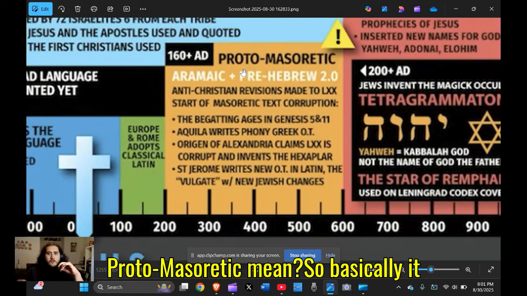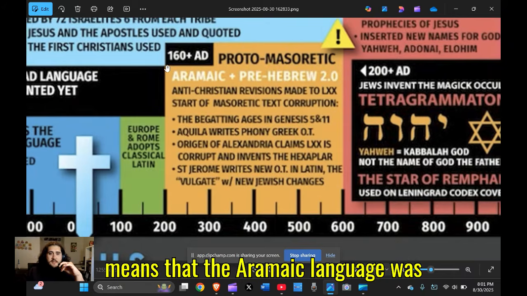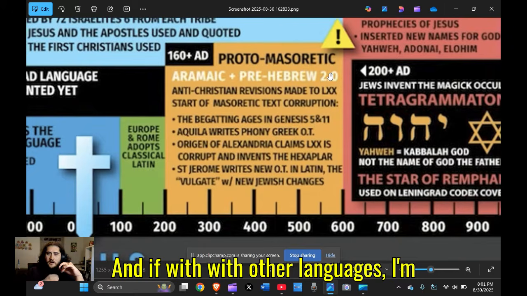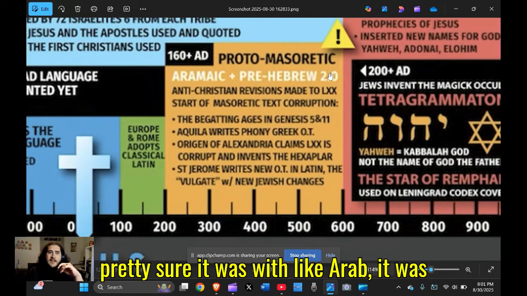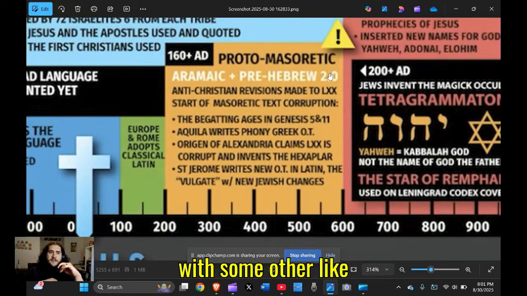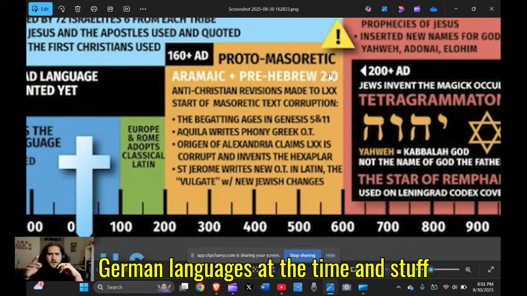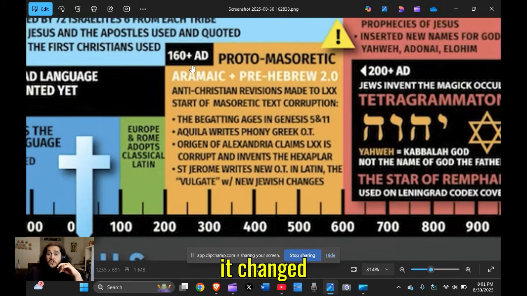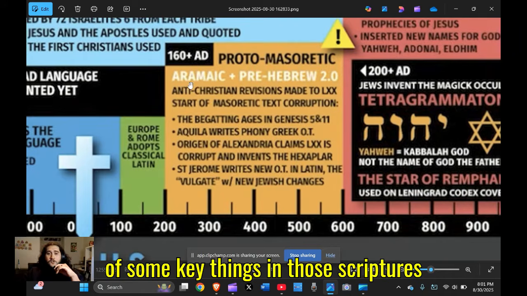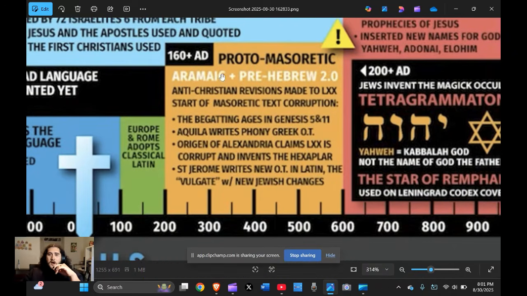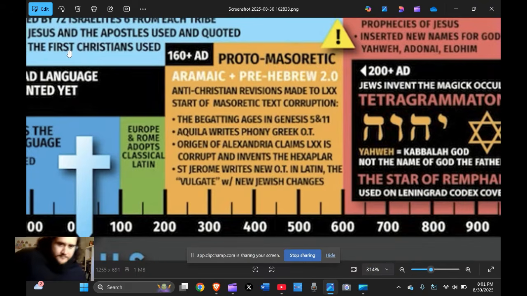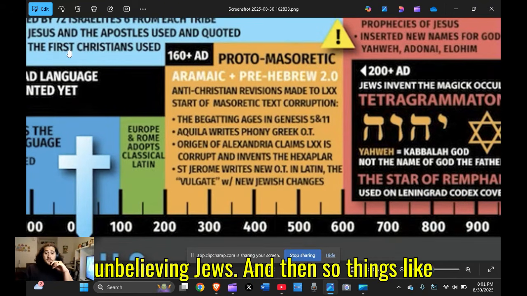What does the Proto Masoretic mean? Basically, it means that the Aramaic language was mixed with other languages. I'm pretty sure it was with Arabic, and with some Germanic languages at the time, Proto-German or whatever they would technically be called. And it changed some key things in those scriptures when they made that change. Of course, this was done by the Jewish people who did not believe in Jesus. These were not believers, these were unbelieving Jews.